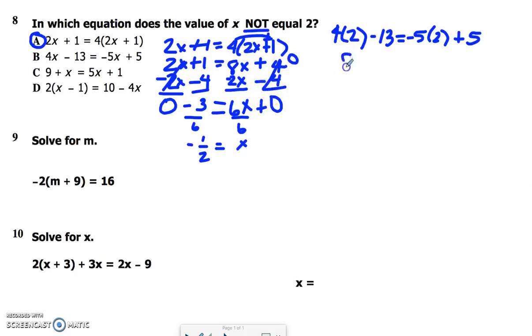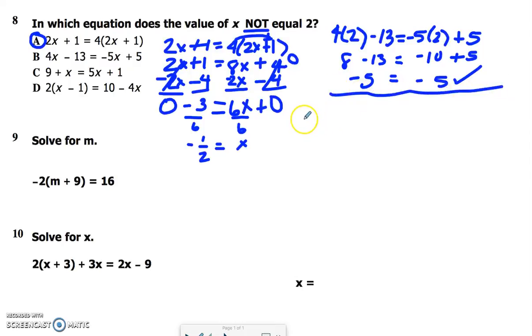4 times 2 leaves me with 8 minus 13. On this side, that gives us negative 5. Just going ahead and checking, working it independently. Negative 5 times 2 leaves me negative 10 plus 5. And then negative 10 plus 5 leaves me negative 5. This was the other way I was saying you could check it, because I get a true statement, so therefore 2 does work.